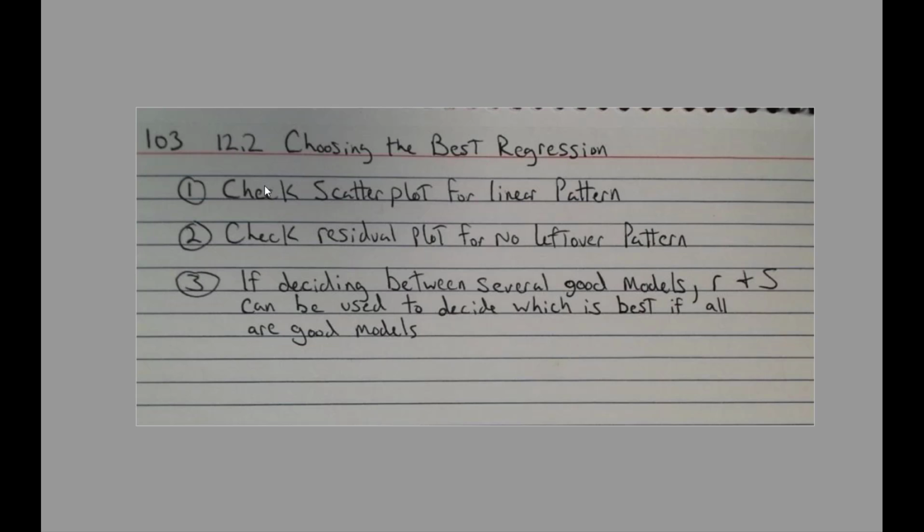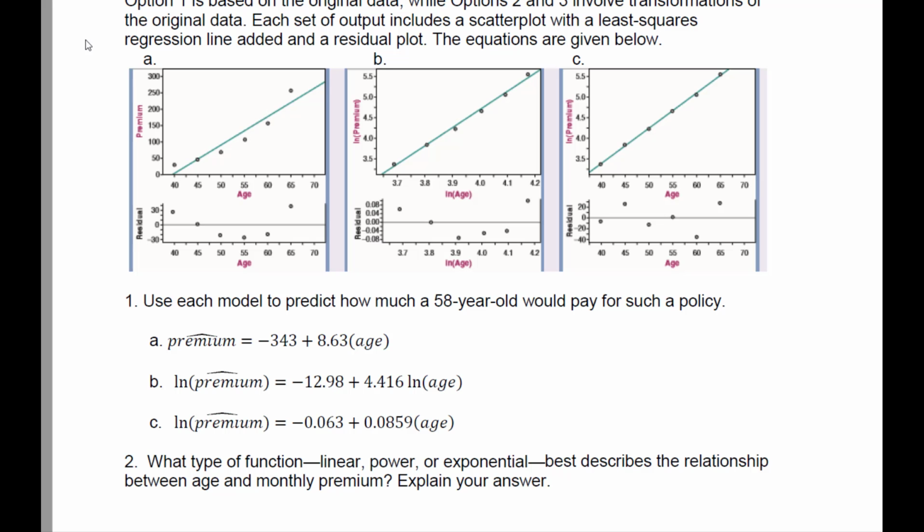So, dealing with your residuals and the standard deviation of those residuals, okay? R is your residual values, and S is the standard deviation of the residuals. That can be used to determine which is the best fit overall, if all the models are in good standing. So let's look at these.